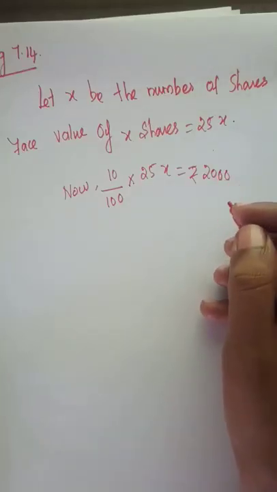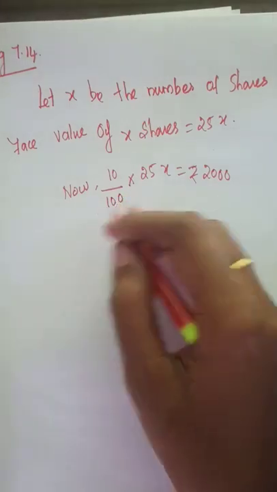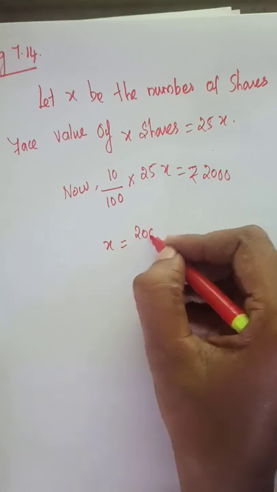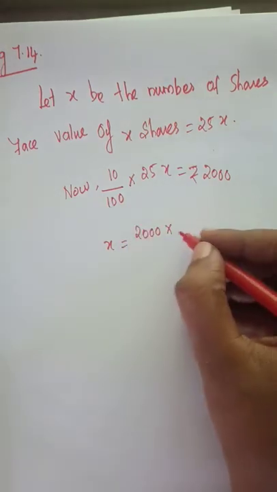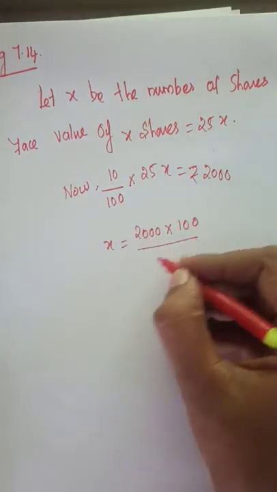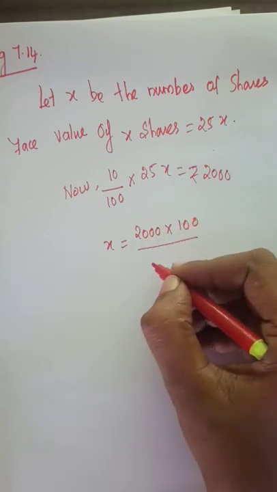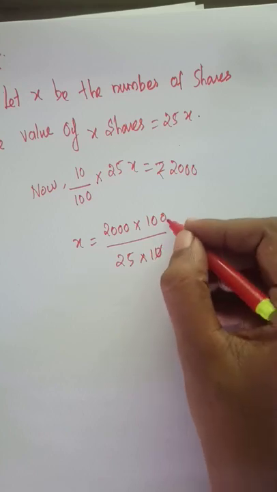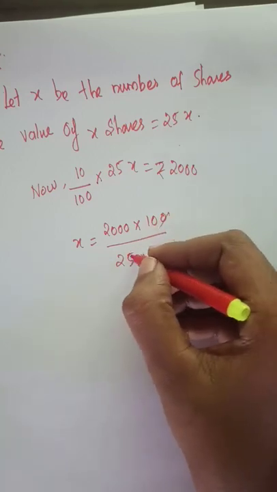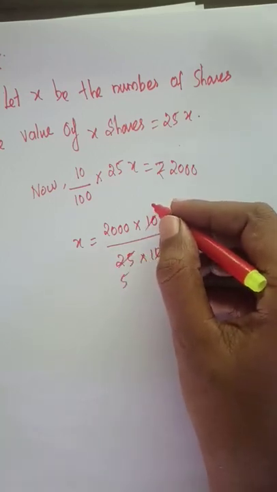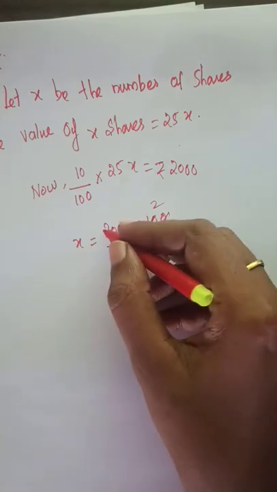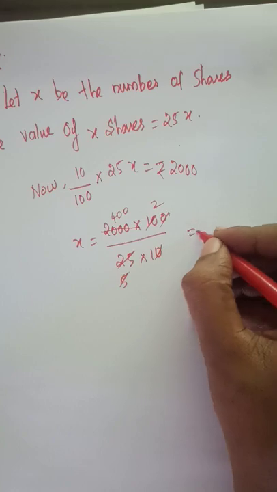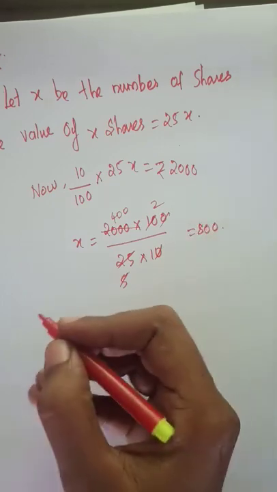From this, shall we find the x value? Bring all the terms to this side and we will find x is equal to 2000 into 100, which comes to the numerator, divided by 25 into 10. Okay, so cancel. In 25 it will be 5 here, and 2 here. Again cancel, 5 table for 400. So the value is 800.